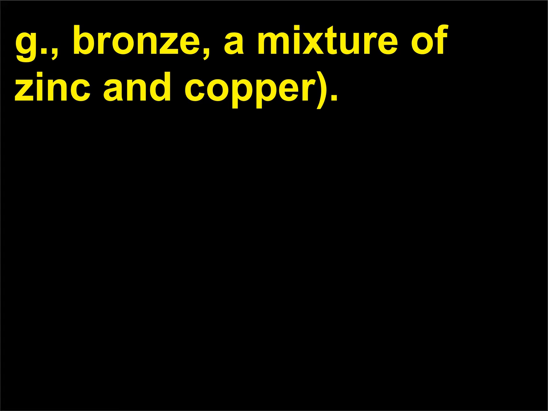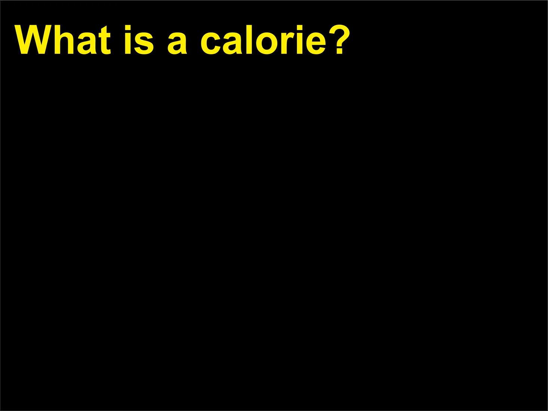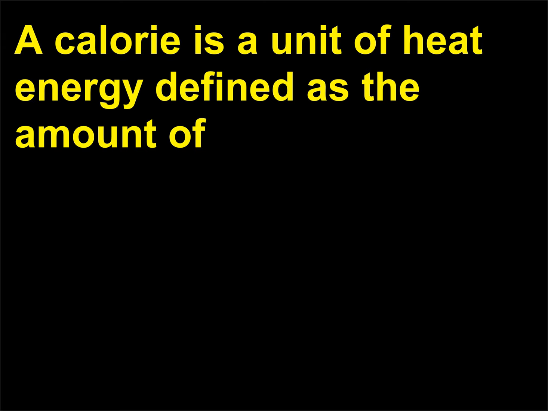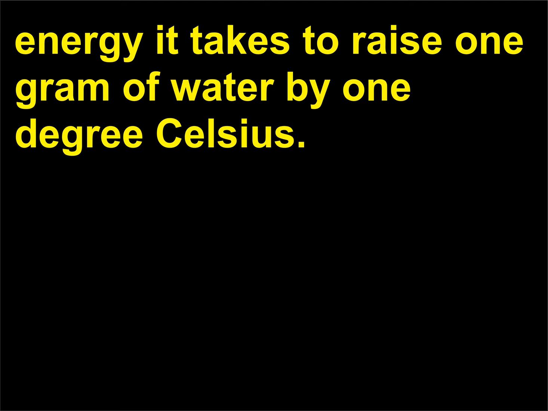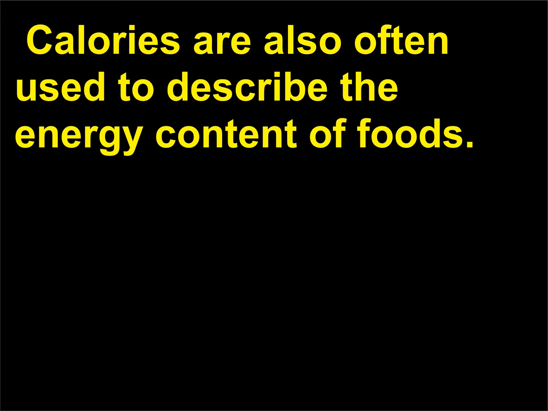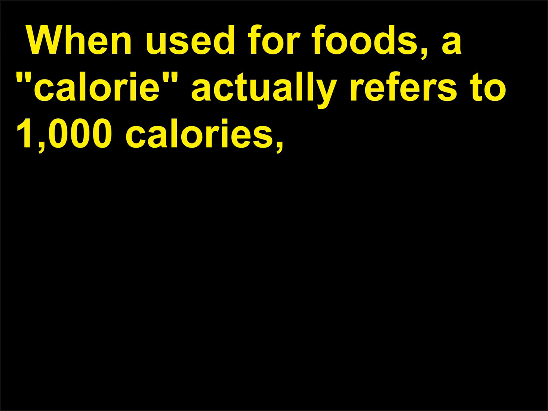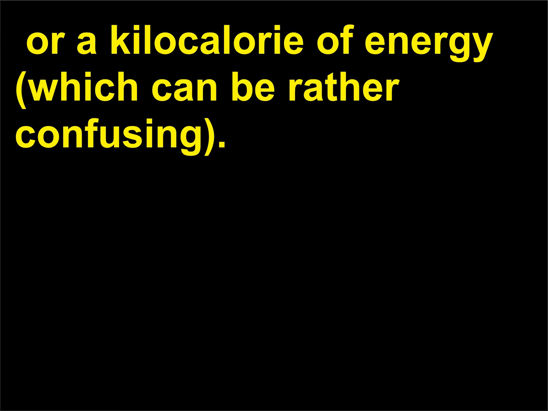What is a calorie? A calorie is a unit of heat energy defined as the amount of energy it takes to raise 1 gram of water by 1 degree Celsius. Calories are also often used to describe the energy content of foods. When used for foods, a calorie actually refers to 1,000 calories, or a kilocalorie of energy, which can be rather confusing.